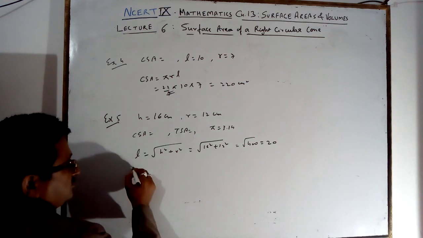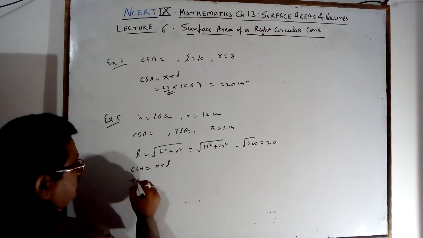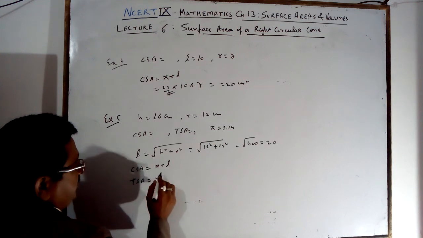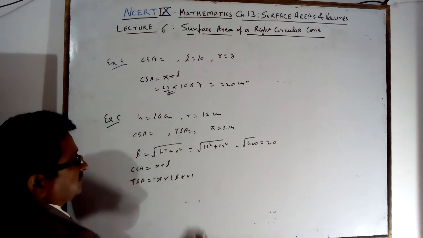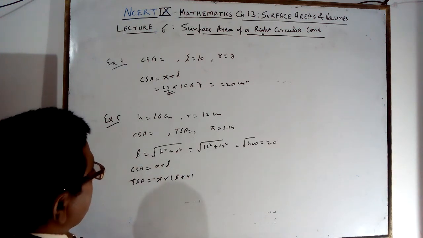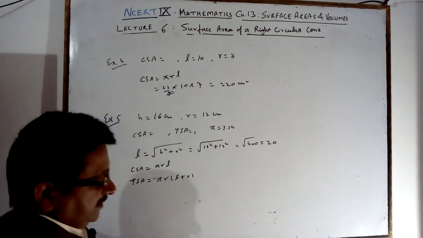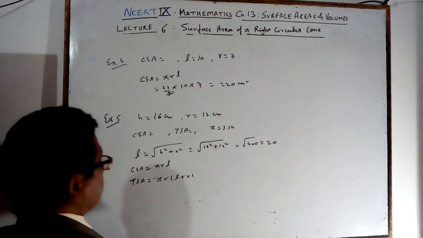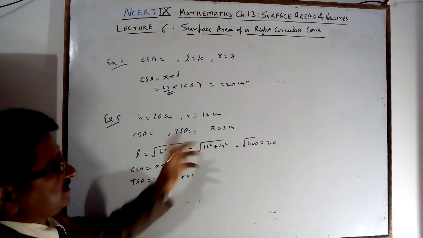This is the slant height. So CSA you will calculate as pi rl. TSA you will calculate as pi r (l plus r). What is the l? L is your slant height 20, r is there, and then you will get the value. CSA you are calculating, so there is no need to write this direct formula. You can use CSA plus area of base.